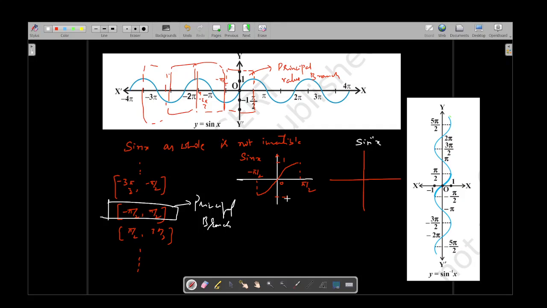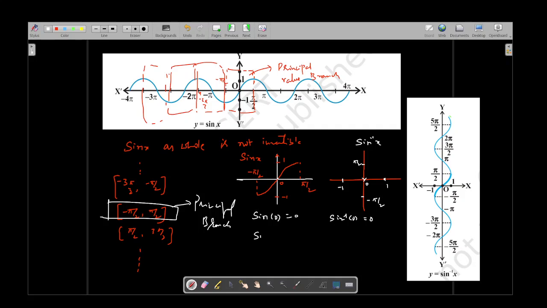So now the y axis value will become the x axis value in the inverse function. It is minus 1, plus 1, and this is 0 anyhow. And the y-axis values are minus pi by 2, pi by 2, and so on. So here sine 0 is 0. So sine inverse of 0 is also 0. So this point.